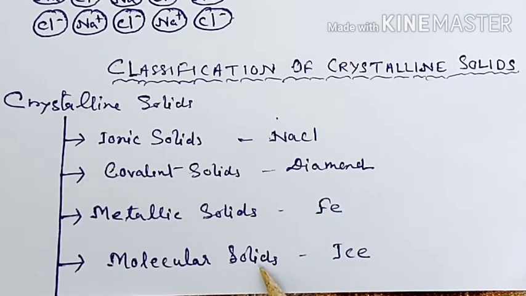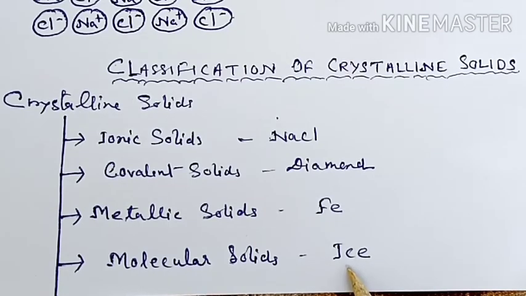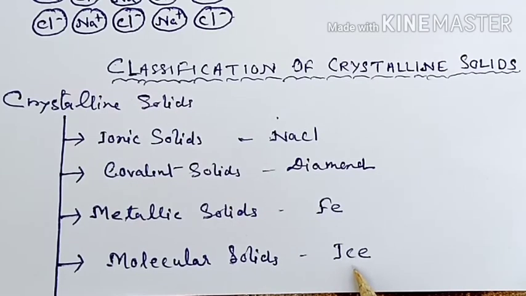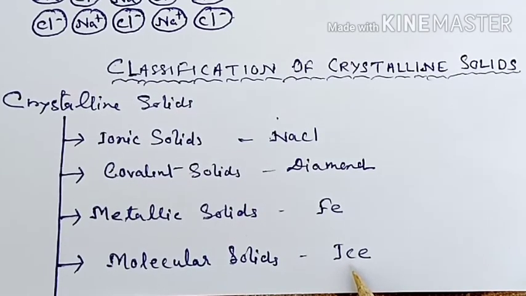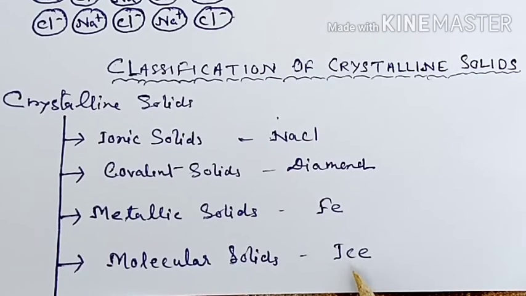Molecular solids. One example of molecular solid is ice. Ice is the solid form of water. In ice, the water molecules are held by weak forces such as hydrogen bonding. So, the solids in which the attractive forces are weak forces such as van der Waals forces of attraction, hydrogen bonding, etc., will be called molecular solids.